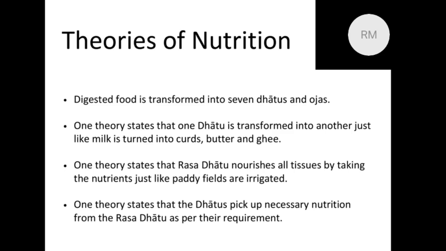So this is the theory that since one Dhātu can be transformed into the other, in principle, if the right conditions are made, then lost tissue can be regenerated by the use of rasayanas. One Dhātu is transformed to another, just like milk is turned into curds. So this is the application, the stem cell kind of concept.